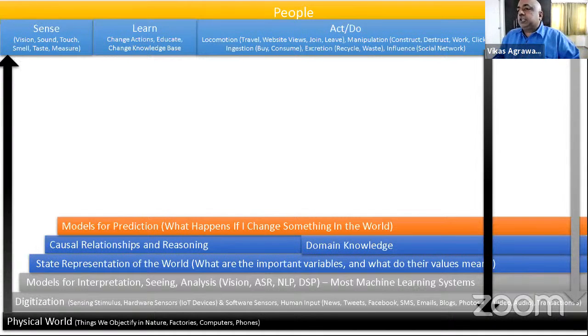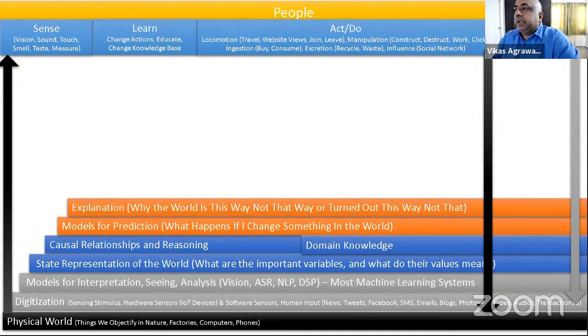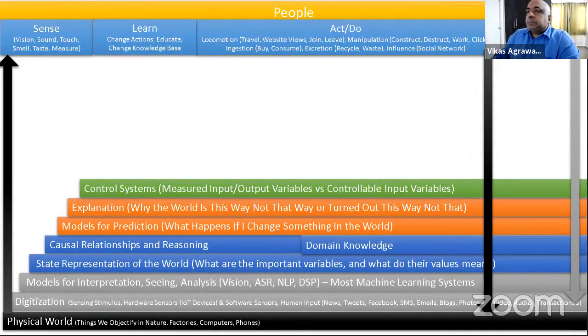Now, these relationships and the state representation of the world can be used to create models for prediction about what will happen in the world. And what you really want to know is what happens if I change something in the world, because that's going to inform what you want to do. So the act part of the people will be informed by these prediction models. And when you create these models, you do want to figure out why the world is this way, not that way, or it turned out this way, not that way. Right? So those are called explanations.